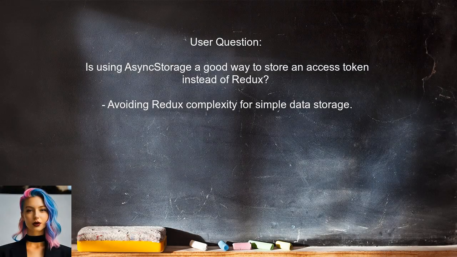Here's the specific question we're addressing. One user asked if using async storage is a good way to store an access token instead of using Redux. They want to avoid the complexity of Redux for simple data storage. Sound familiar? Let's dive into this.